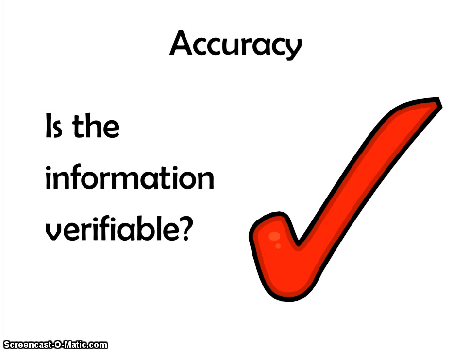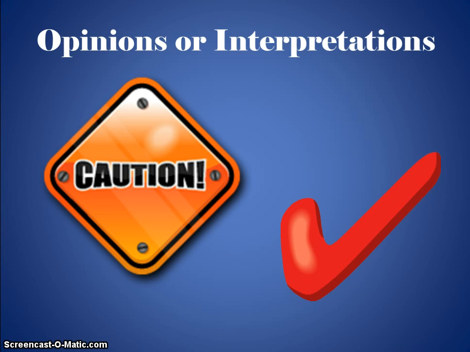The fourth criterion is accuracy. Is the information verifiable? It's obvious that factual bits of information should be correct in a source. Great examples of seemingly factual information that are incorrect are urban myths. With opinion pieces or interpretations, you must be more careful. The claims should be backed up by verifiable facts.